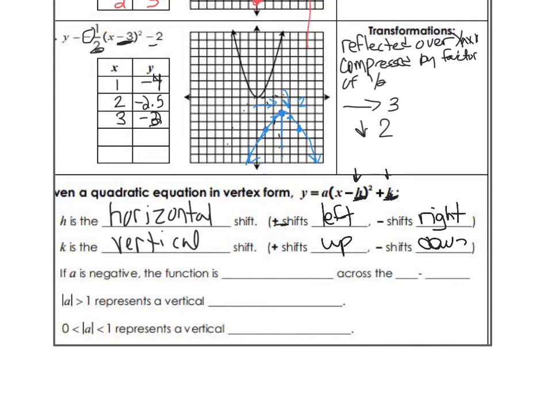If A is negative, the function is reflected across the x-axis. If A is greater than 1, then it's a vertical stretch. If A is a fraction, then it's a vertical compression. Okay.